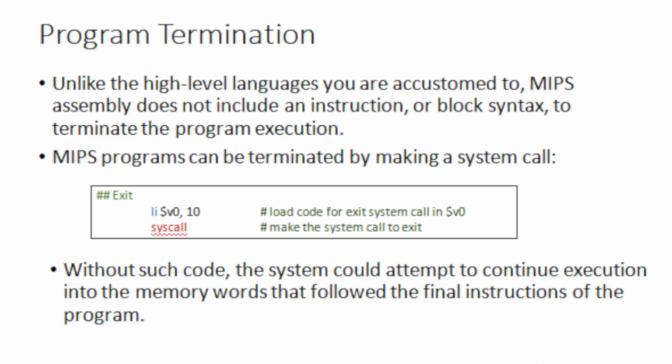Program termination. Unlike the higher level languages that we learned earlier like Python or Java, MIPS assembly does not include any instruction or block syntax to terminate the program execution. In MIPS, basically to terminate a particular program, we write a simple two-line syntax, that is li $v0, 10 and syscall. That's it. Without writing these two lines of code, the program will not be terminated, and it will look for further memory addresses to continue execution.